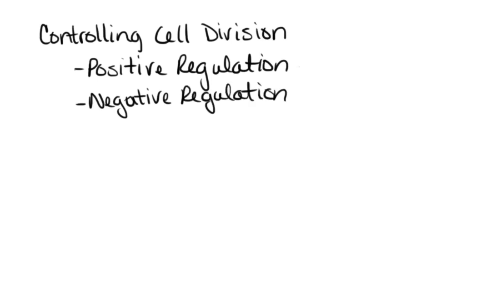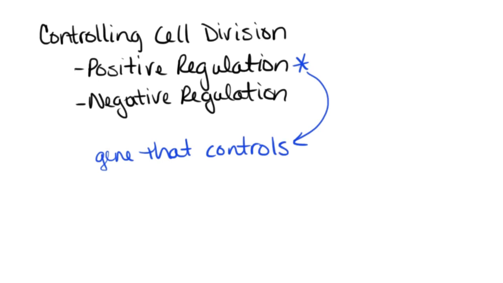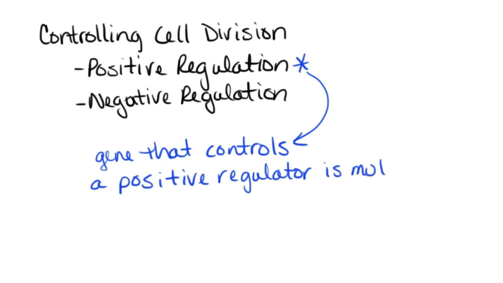So when we talk about getting tumor formation or cancer occurring, the problem is typically an error in the positive regulation system. So what generally happens is that a gene that controls a positive regulator is mutated. So this means that the DNA is changed in some way.